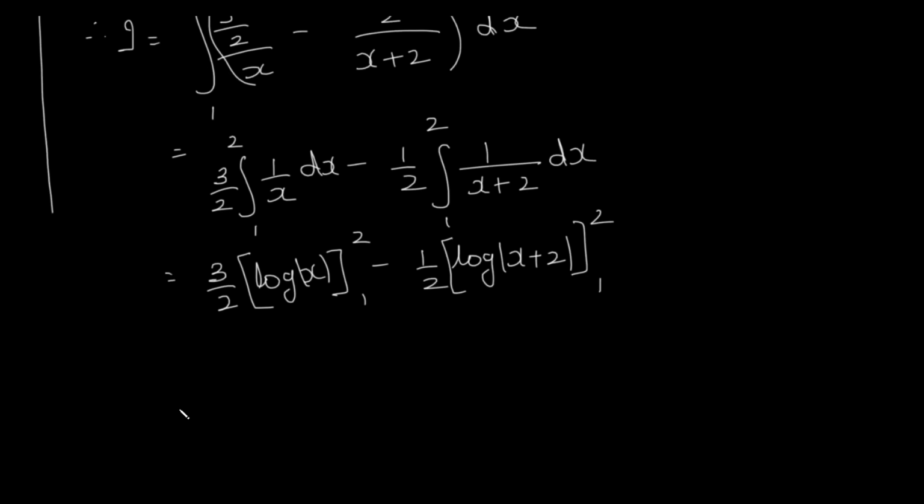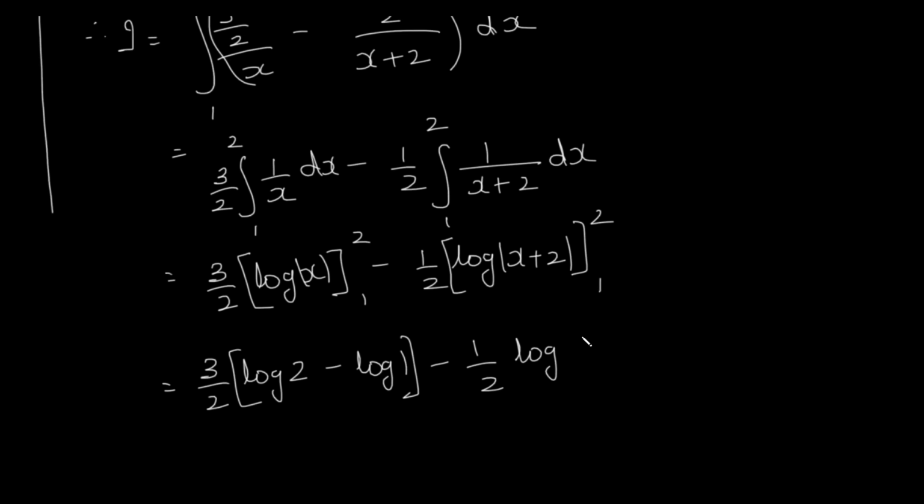So this is how we get our answer. Now to modify the answer and write it in a proper manner, the next step becomes applying the limits of integration. So we get 3 upon 2 log of 2 minus log of 1 in the first case. And in the second case, minus 1 upon 2 log of 2 plus 2, which becomes 4. So let us write the 2 plus 2 over here, minus log of 1 plus 2. Okay, upon putting the limits of integration, we get this term.